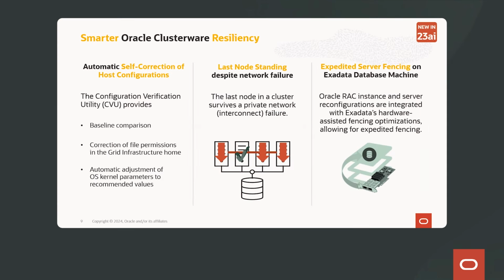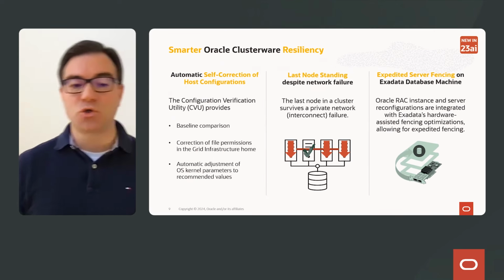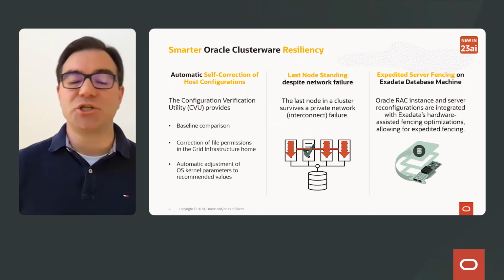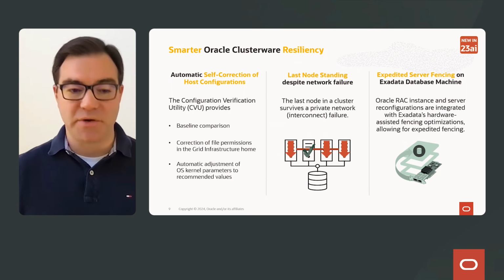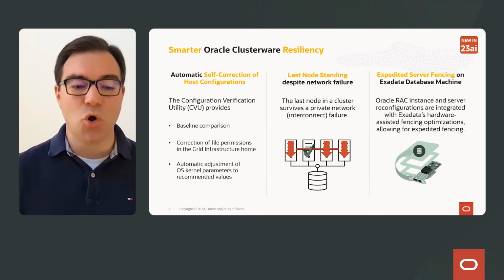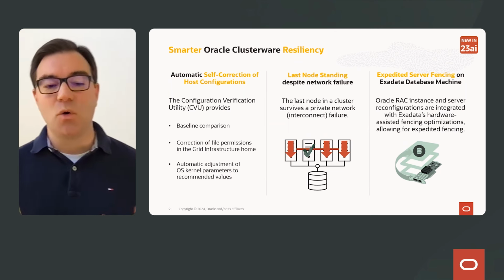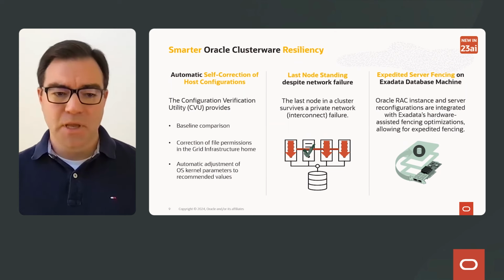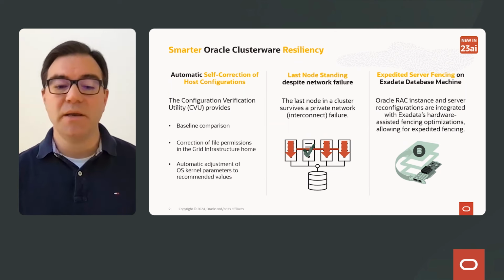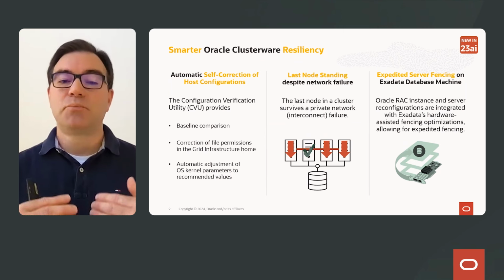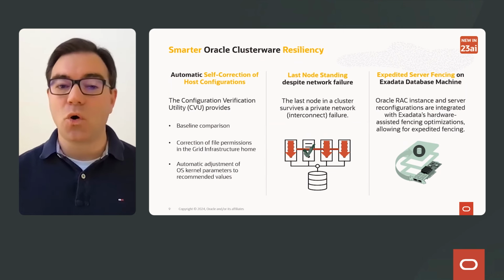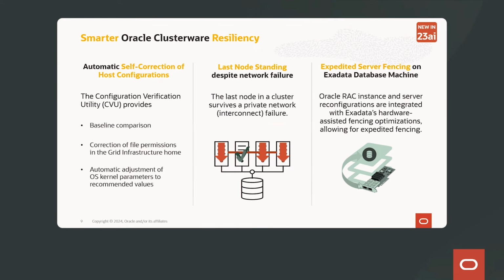Cluster-aware resiliency, or Oracle Cluster-aware resiliency, has been made smarter with Oracle Database 23AI with a number of features, 3 of which I want to talk about in this slide. The first one is the automatic self-correction of host configurations. The configuration verification utility, CVU, provides baseline comparison, correction of file permissions in the grid infrastructure home, and automatic adjustments of the OS kernel parameters to recommended values. So every time you let the CVU run, it will make those corrections and thereby provide better resiliency for Oracle Cluster. The feature in the middle, last node standing despite network failure, may sound like a logical conclusion to you.